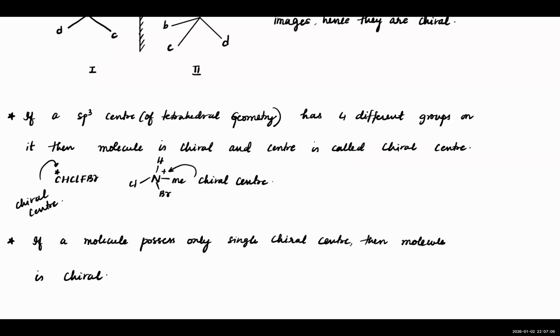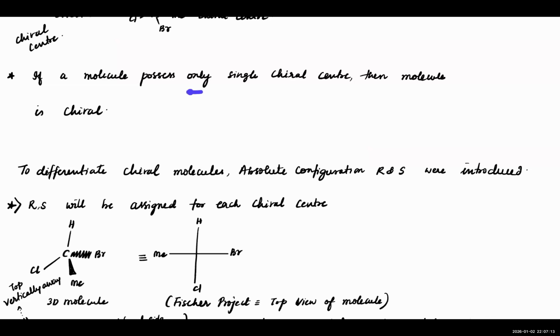That's it. Next. If a molecule possesses only a single chiral center, then the molecule is called chiral. If you have one chiral center, it is always going to be chiral. By default, it is always a chiral molecule. Clear?